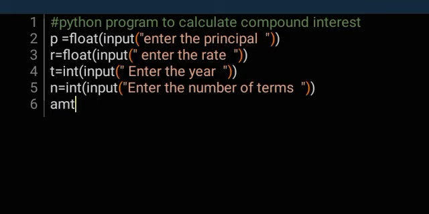AMT, which represents the amount to be calculated, is equal to P, our principal, multiply open bracket 1 plus R divided by N.